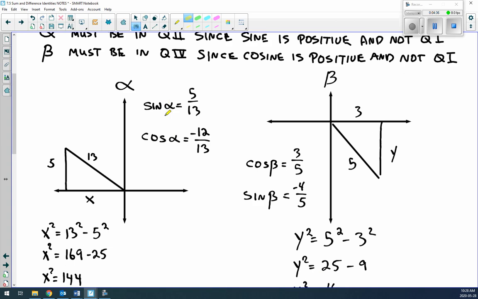Okay, so we know sine alpha is 5 over 13. Can we figure out the cosine now? Yeah, adjacent over hypotenuse, or x over r. So negative 12 over 13. So good. We have all the ones we need for alpha. Let's do the same thing for beta.